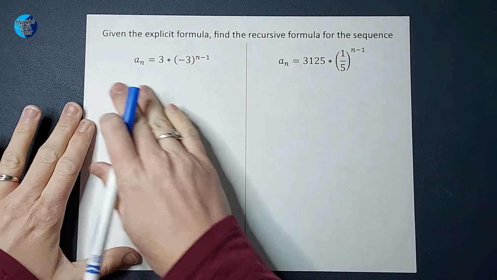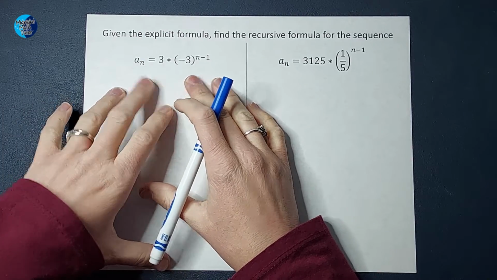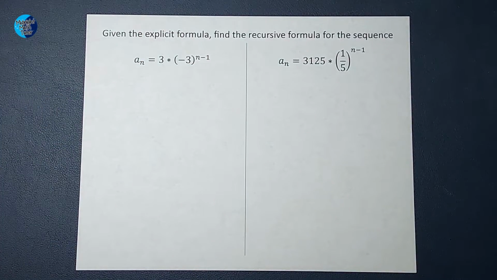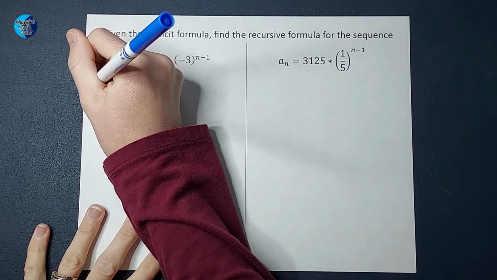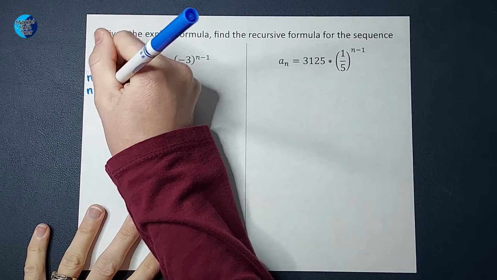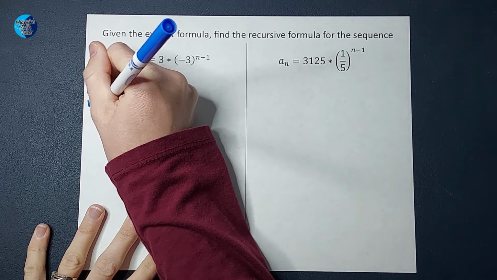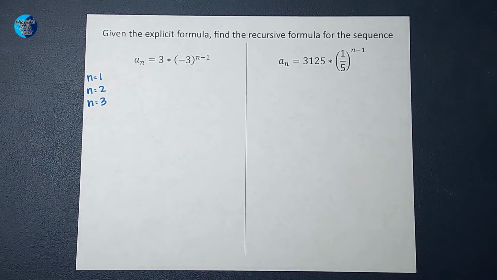Okay, so this explicit formula is meant to help me figure out a sequence. So I'm just going to find a few of the numbers in the sequence. I'm going to find the first number in the sequence, n equals 1. Let's find the second and the third. Why not? So we're going to find the first three numbers in this sequence.